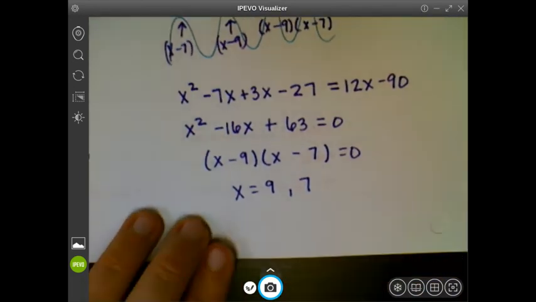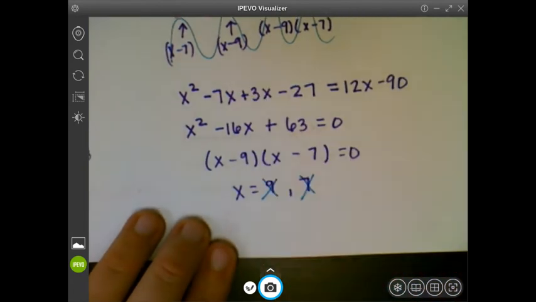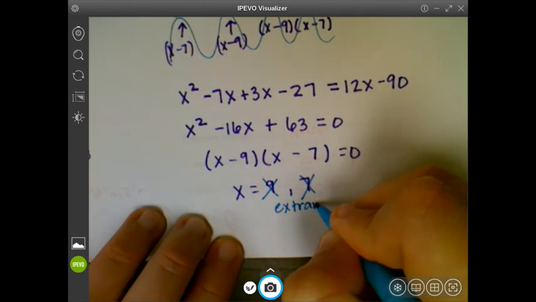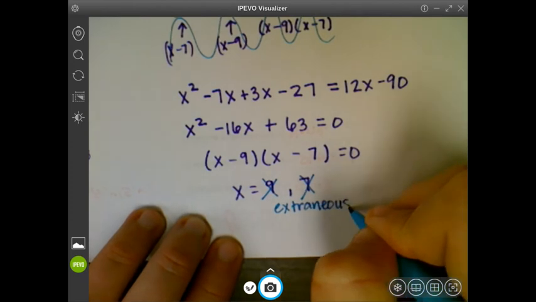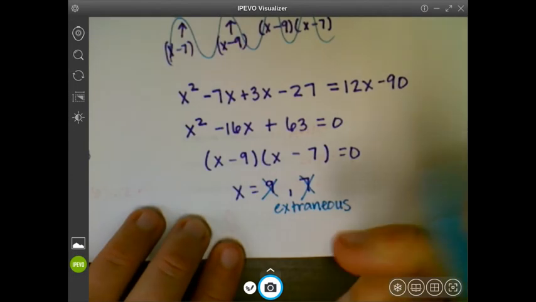So both of these solutions are out because both of these solutions would make denominators equal to 0. And those are what we call extraneous. We didn't do anything wrong. Sometimes people think we did something wrong. We didn't mess up the math.